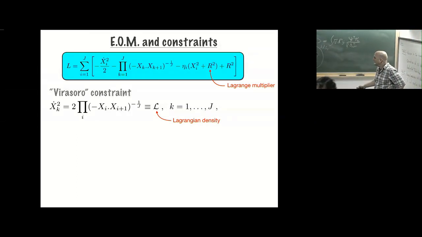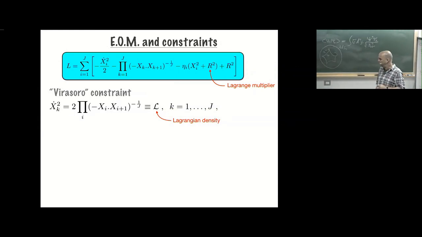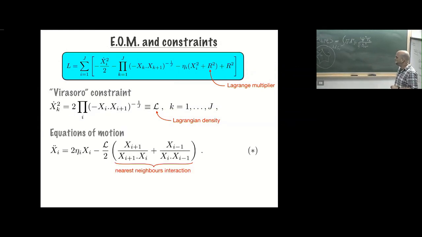So there are Virasoro constraints just the same as in string theory. One of them is telling us that the kinetic term and the interaction term in the action are the same, and the other tells us that the Lagrange density is constant in sigma. Here, the Lagrange density is independent of the site index k, and I call it L. So these are the two Virasoro-type constraints that come out from this gauge fixing of the alphas and the gamma to one. The equation of motion is written here.